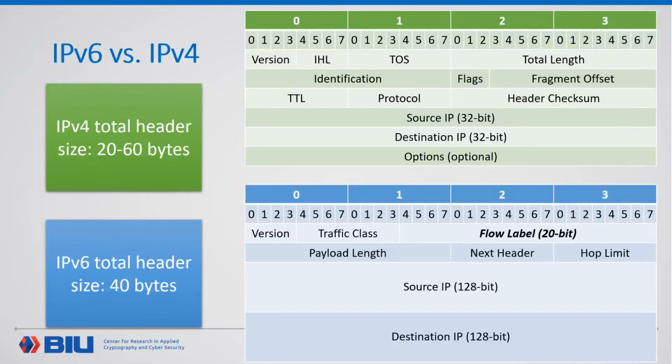Now, here is a comparison between IPv4 and IPv6 headers. We can see that IPv6 has a constant size header, and some of the optional headers of IPv4 were moved to the IPv6 extension headers and are not part of the IPv6 header. In addition, IPv6 has also introduced a new 20-bit field named flow label, which is the focus of our work.